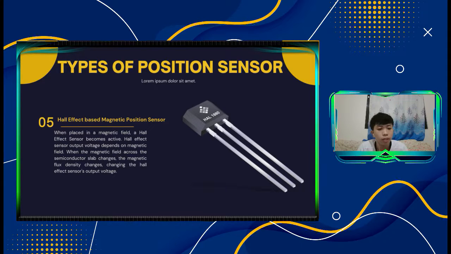Ang Hall effect sensor ay solid-state device na nagsiswitch sa active state kapag ito ay pinakilala sa isang magnetic field. Ang output voltage ng Hall effect sensor ay nakasalalay sa magnetic field sa paligid nito. Kapag ang magnetic field sa buong semiconductor slab ay nagbabago, ang magnetic flux density ay nagbabago rin dahil sa kung saan ang output ng voltage ng Hall effect sensor ay nag-iiba.